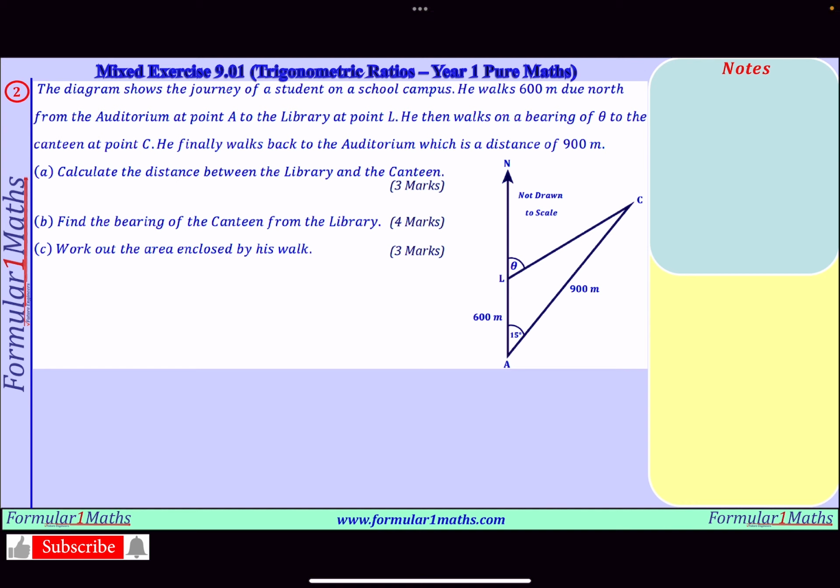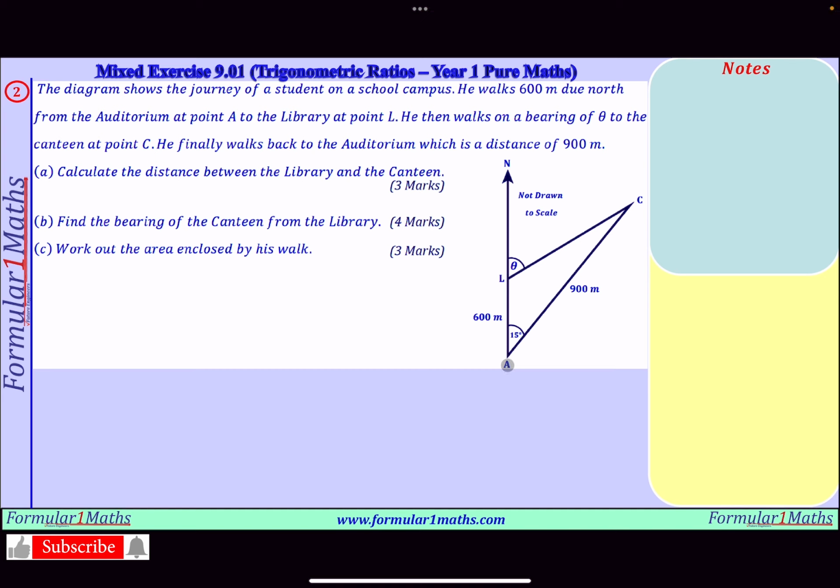Question 2. The diagram shows the journey of a student on a school campus. He walks 600 meters due north from the auditorium at point A to the library at point L. He then walks on a bearing of theta to the canteen at point C. He finally walks back to the auditorium, which is a distance of 900 meters. A. Calculate the distance between the library and the canteen. B. Find the bearing of the canteen from the library. C. Work out the area enclosed by his walk.